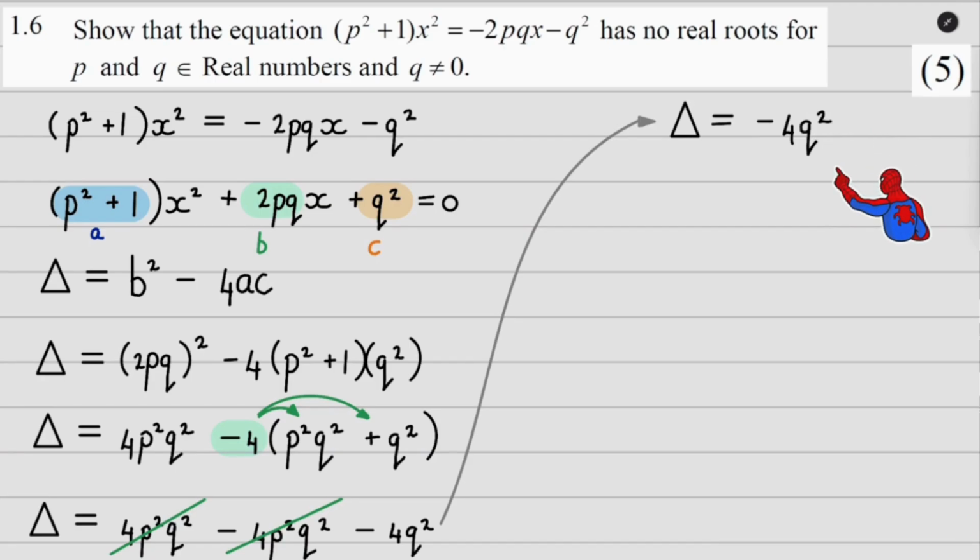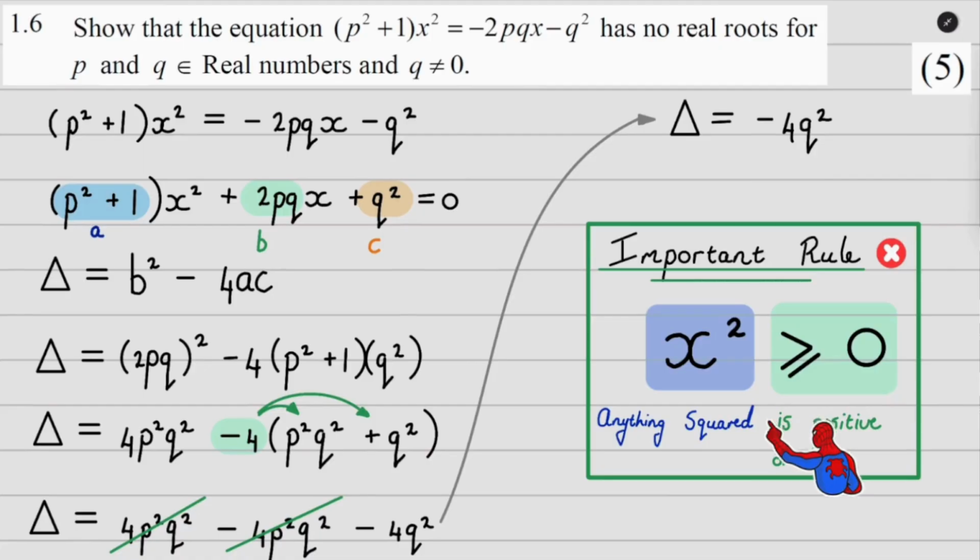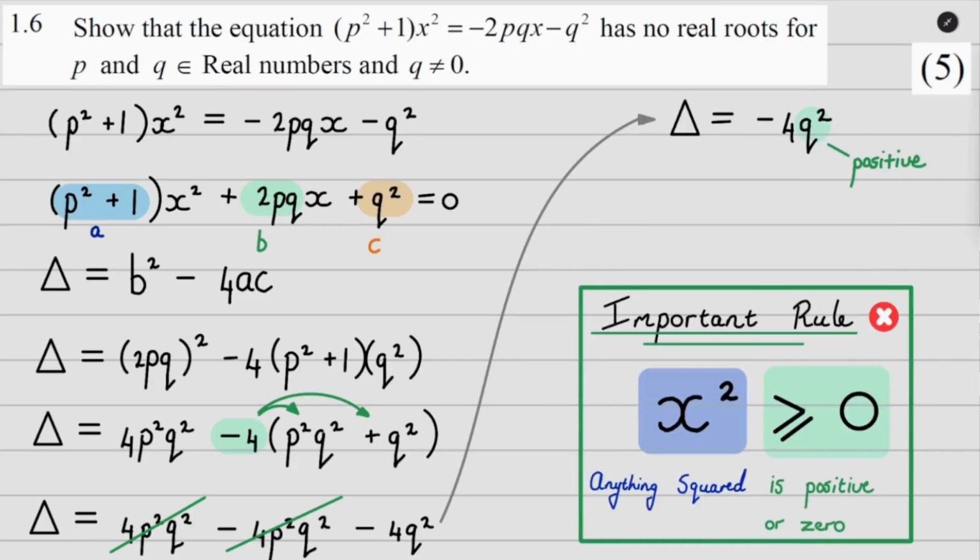So that important algebra rule is coming back into the picture. And that rule dictates that anything squared is always positive, or it could possibly be 0. So this q squared over here will always be positive. And then also they said q can't be 0, so this will never ever be 0, it will only be positive. Now I'm taking that positive number and I'm multiplying it by negative 4. And a negative times a positive will give me a negative number, so my discriminant will always be negative.